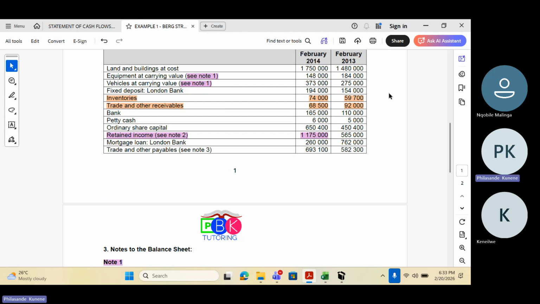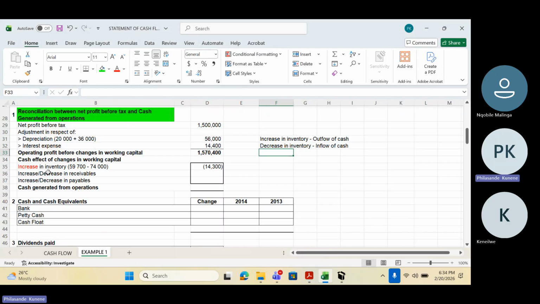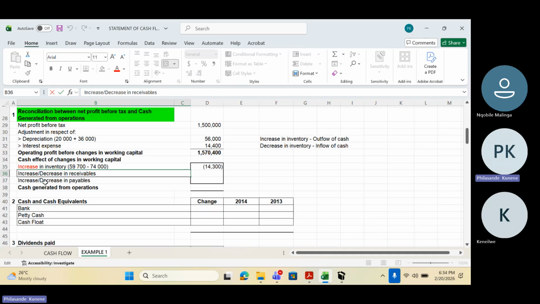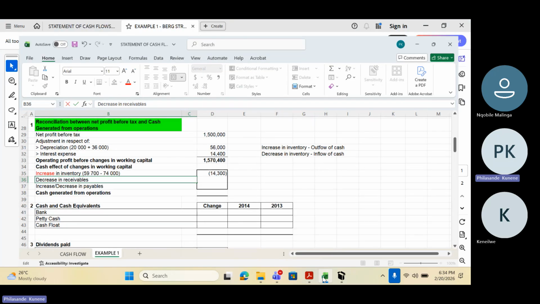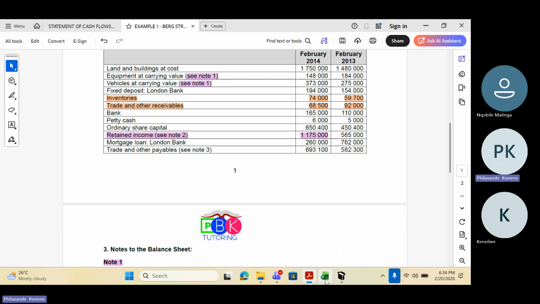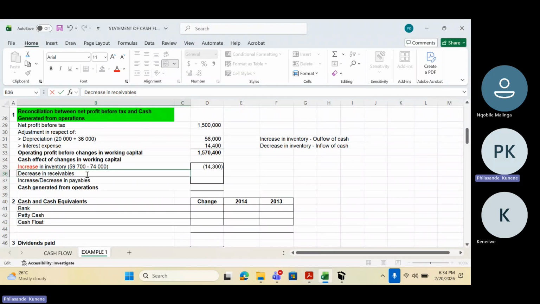Is this an increase or is this a decrease? Decrease. It is a decrease, exactly. It moved from 92,000 to 68,500, right? So now I need to say there was a decrease in receivables from 92,000 to 68,500, okay?